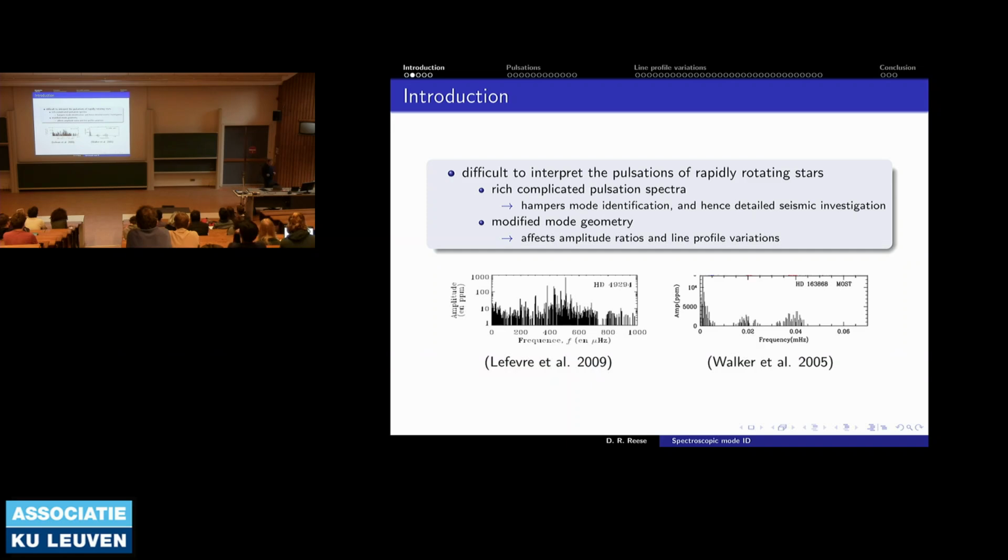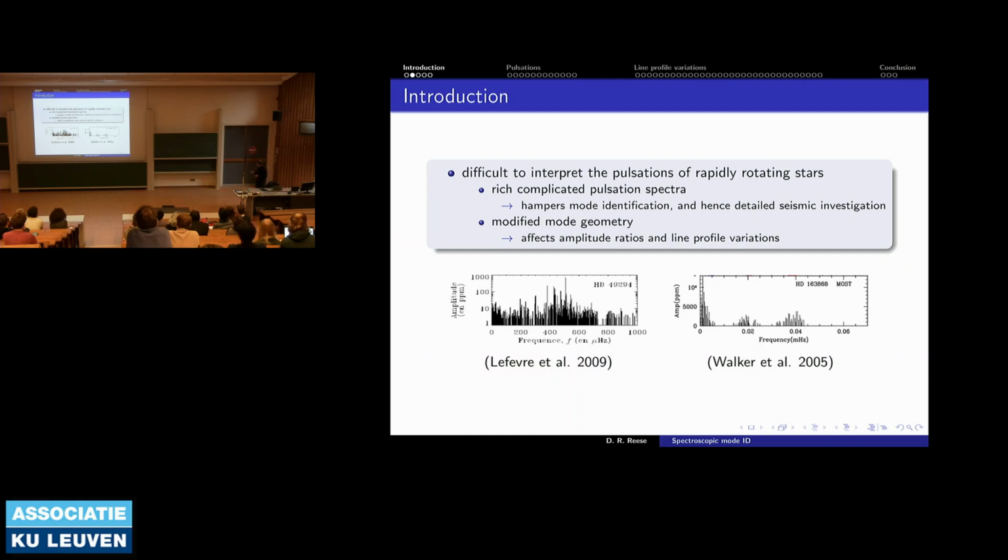Furthermore, rapid rotation alters the geometry of pulsation modes in rapidly rotating stars, and this is going to affect amplitude ratios. So basically you measure the amplitude of stellar pulsations in different photometric bands, and you take the ratios between them. And it's also going to affect line profile variations, as we will see today.